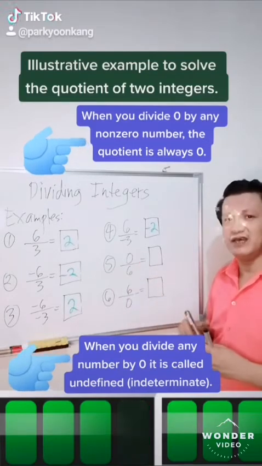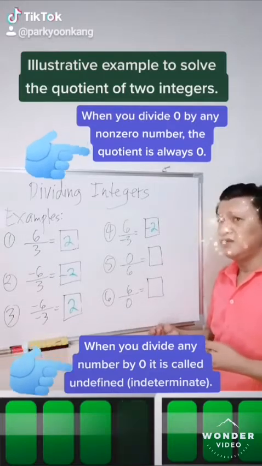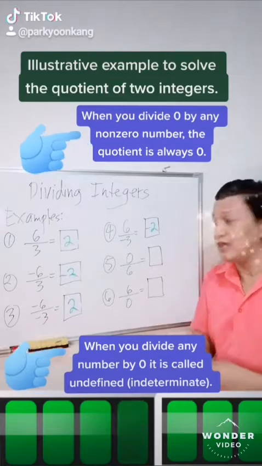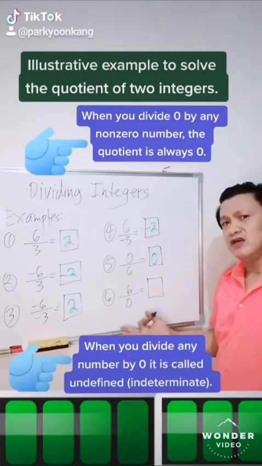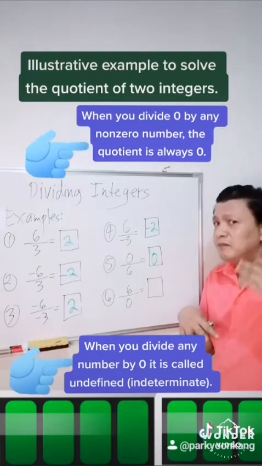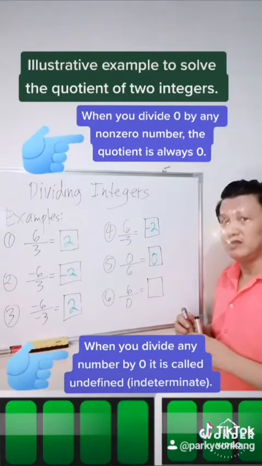0 divided by 6. So, if you're going to divide 0 by 6, there is no part, or wala kang mahahati. That's why the answer is simply 0. Okay. How about number 6? If you have 6, you're going to divide by 0, meron ka kayang mahahati? No. So, what's the answer?